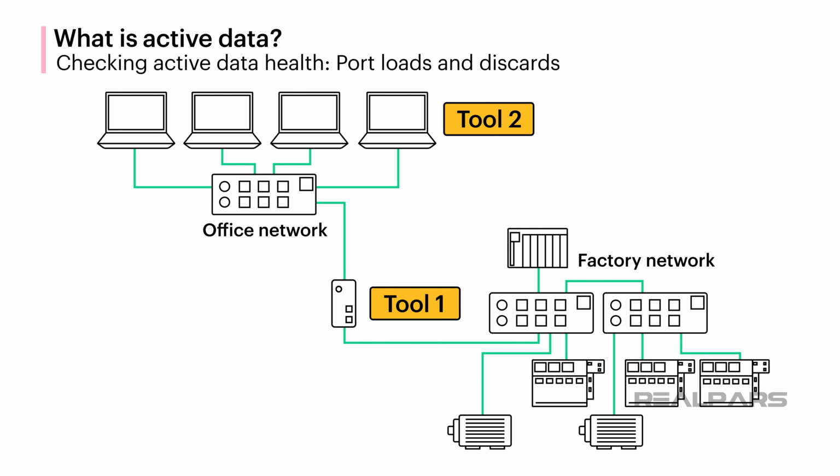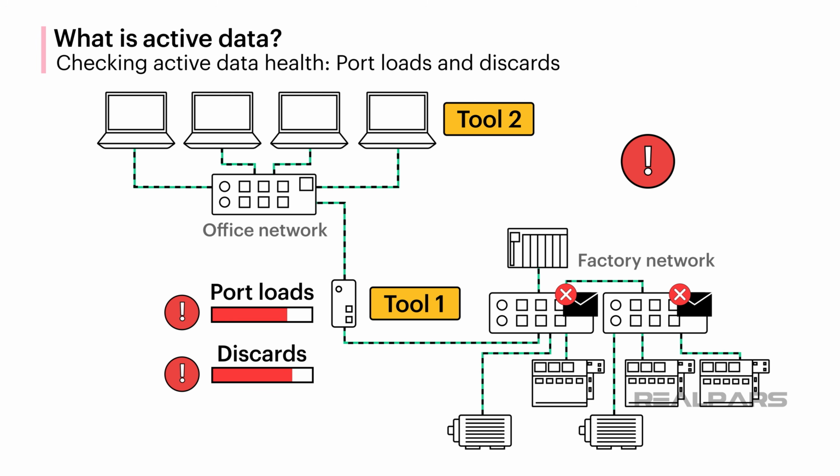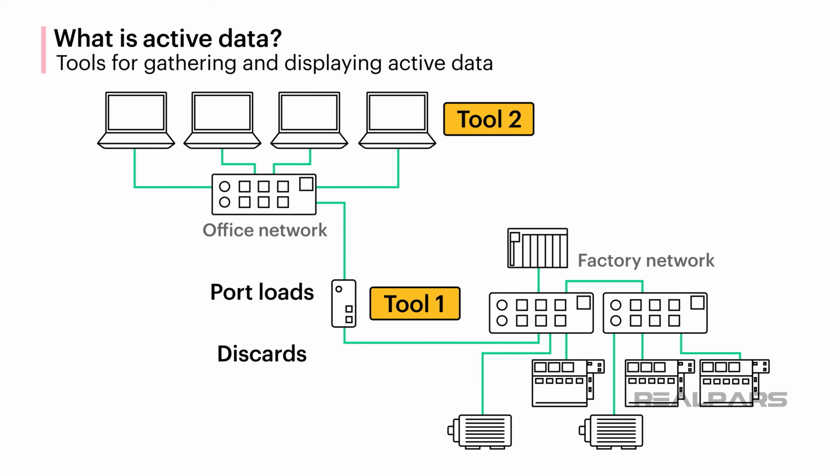But how do you know if your active data is healthy? Just check the port loads and discards on your network. Port loads tell you how much data is being sent and received, and discards show you how much data is lost during transmission. High port loads or discards could mean trouble for your network. Now, let's talk about how to get this active data. I mean port loads and discards.